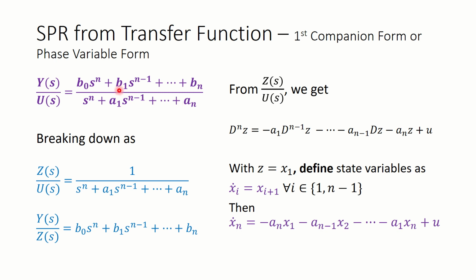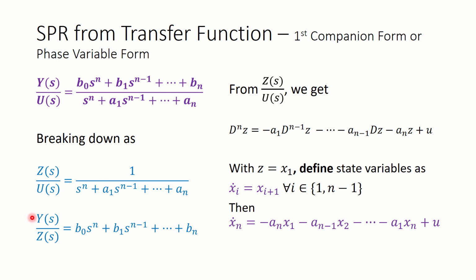However, at least in the numerator we must have one coefficient, this bn, and it can be 1 as well as any constant. With that idea, we first break this transfer function down into two transfer functions. The first one is the simpler one. Some intermediate variable z we have defined, and we define Z(s) by U(s) as only the denominator with numerator as only 1.